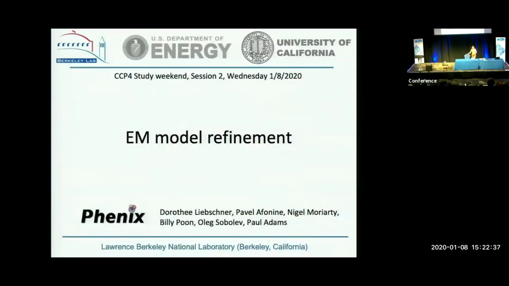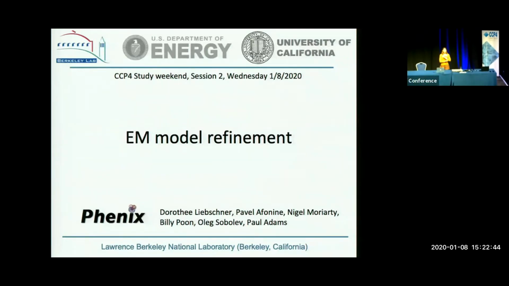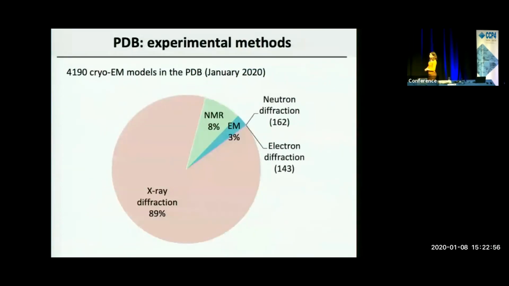So I will talk about cryo-EM model refinement, and I will start with a brief overview of cryo-EM maps and models, because this is important to know in order to make some decisions when we design the cryo-EM refinement, the real space refinement. So currently there are about 4,200 cryo-EM models deposited in the PDB.